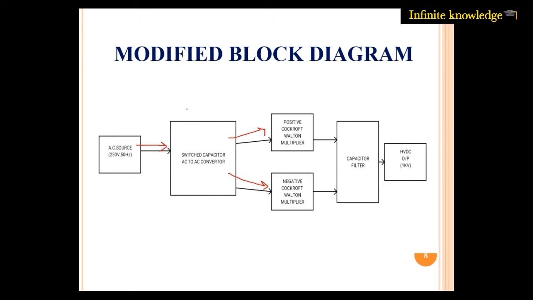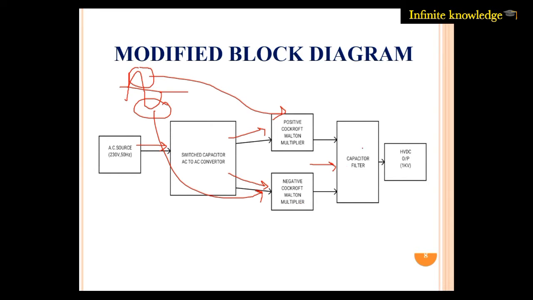So what do the positive and negative Cockcroft voltage multipliers do? Because there is an AC supply, there is a positive cycle as well as a negative cycle. So in both cycles, the positive cycle and the negative cycle, the circuit has to work. The circuit should work on both cycles, so two types of multiplier circuits, positive and negative, are needed when we are talking about the actual voltage multiplier circuit. Then that is given to the filter.